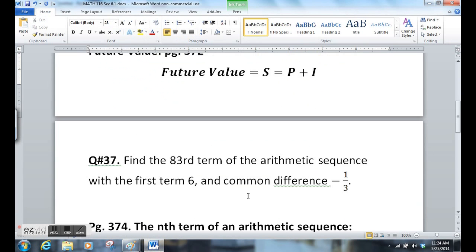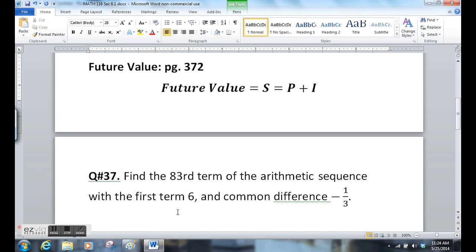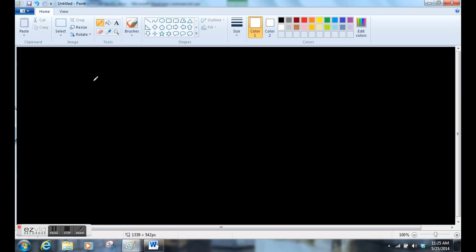Question number 37. Find the 83rd term of the arithmetic sequence where the first term is 6 and the common difference is -1/3. So arithmetic sequences are ones in which the difference between each term is the same. So in this case, we're starting at 6. Like this. This is an arithmetic sequence. And the reason we put these in with financial models is because this represents how some loans build.